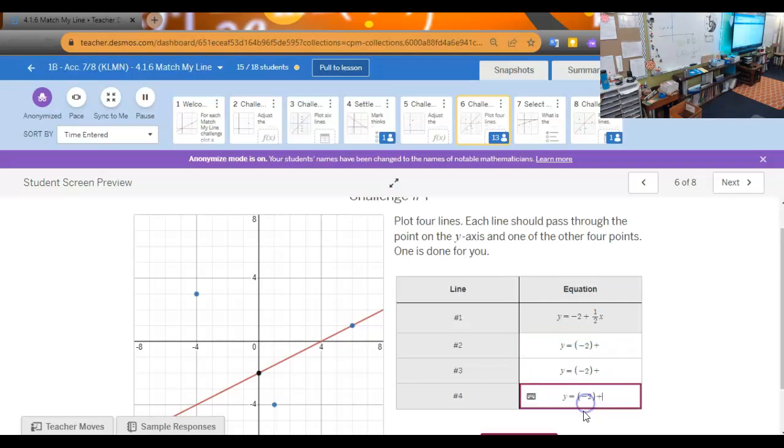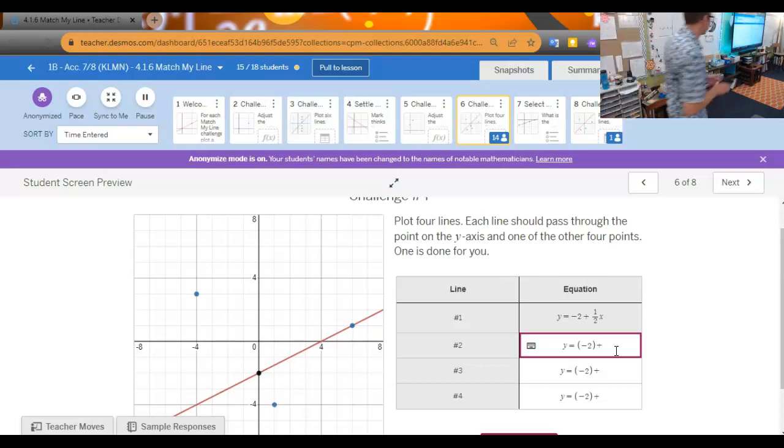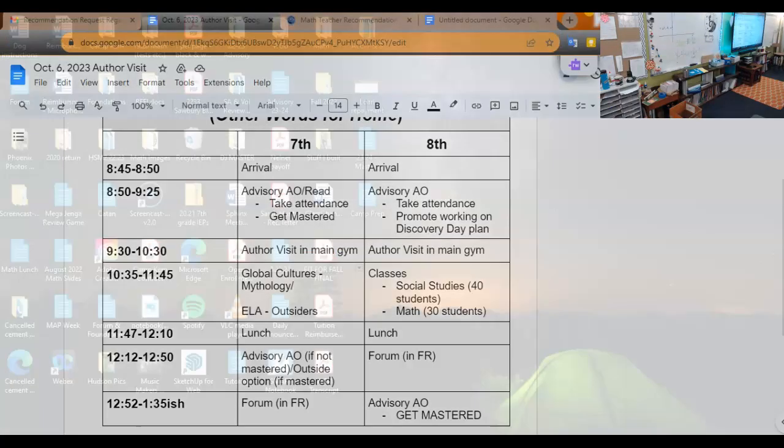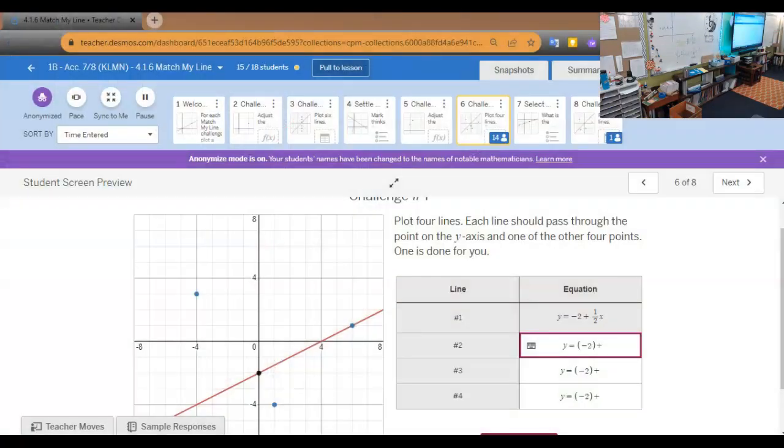So I'm actually going to Control-C, Control-V that. And then we've got to figure out the slopes of each of them. I will activate marble slides. I have too many windows open.